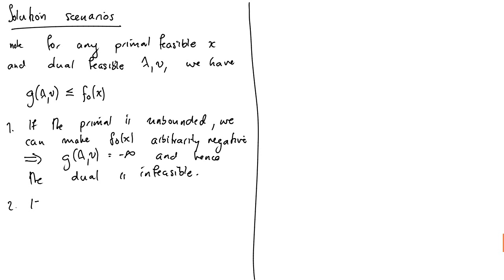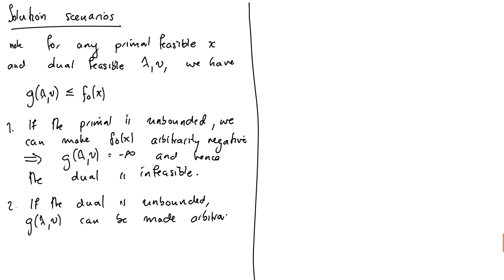Okay, we can say the opposite as well. If the dual is unbounded, then g of lambda and nu can be made arbitrarily high, made arbitrarily positive. Okay, which implies that the objective for our primal is infinite, which is another way of saying the primal is infeasible.